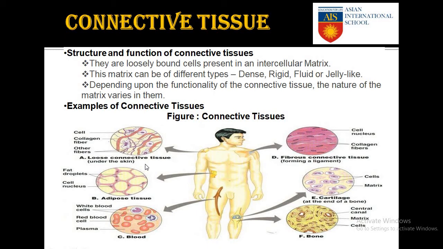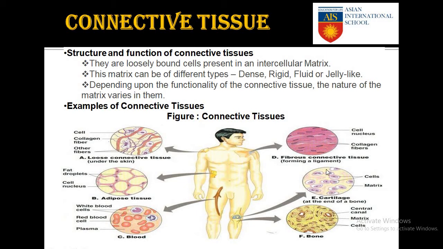Loose connective tissue is found under the skin. Adipose tissue is a fat tissue. In blood there are three types of cellular elements: red blood cells, white blood cells, and platelets. Blood is composed of the cellular elements and plasma. Plasma acts as a medium for the transportation of cellular elements.